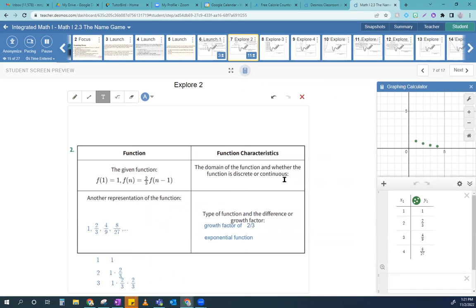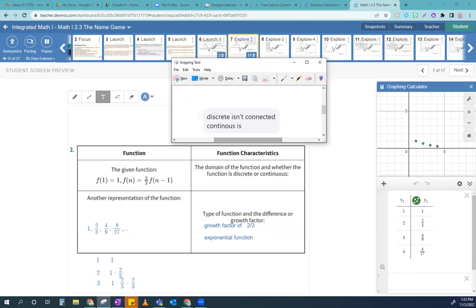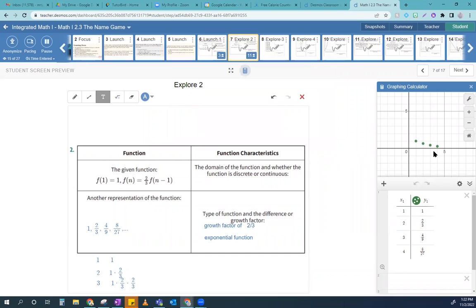Let's do discrete or continuous. Discrete or continuous? Look. What was the words that one of your classmates said? Discrete isn't connected. Continuous is connected. So are these dots connected? Yes, very good. These aren't connected, right? Like you got to go back into preschool or whatever. And remember you would play connect the dots, right? So no one connected these dots for you. So this is considered discrete.